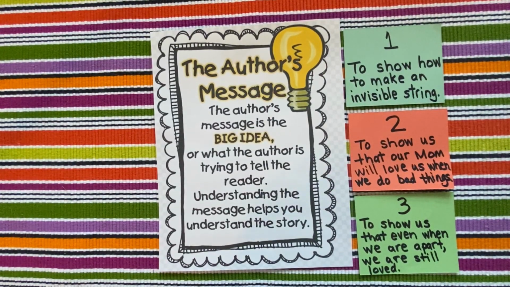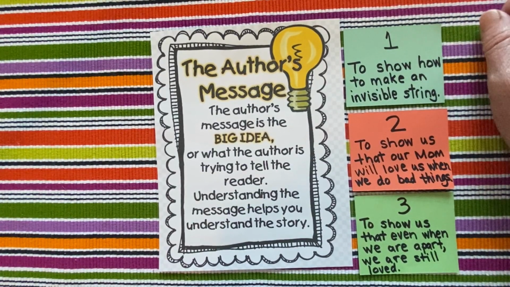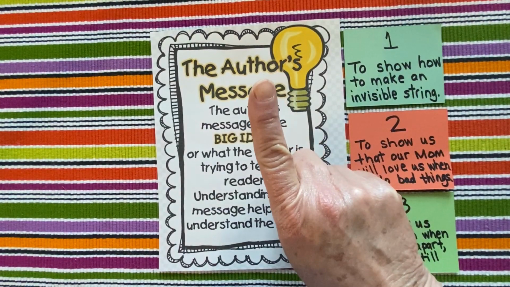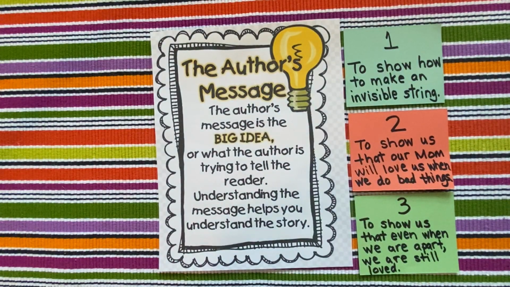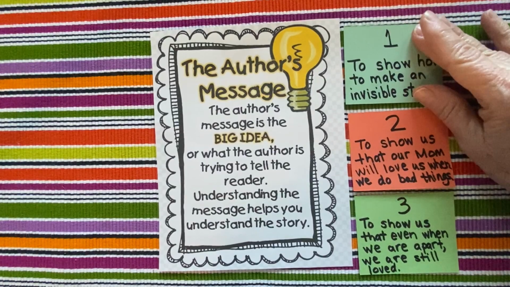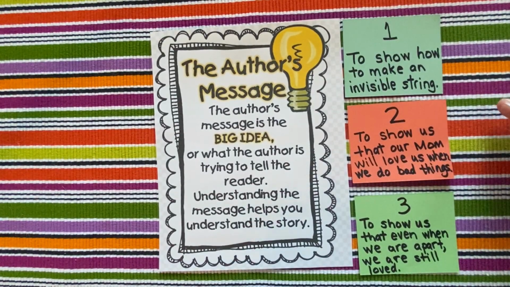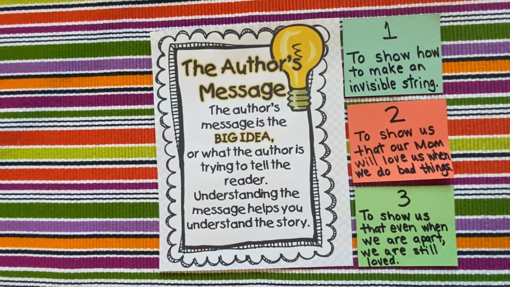Now, generally, there's one choice that we can throw out. And what I want you to do before I throw one out is I want you to vote. You think it's answer 1, I want you to hold up a 1. If you think it's 2, hold up a 2. If you think it's 3, hold up a 3. Remember, number 1 is to show how to make an invisible string. 2, to show us that our mom will love us when we do bad things. And 3, to show us that even when we are apart, we are still loved. Ready? Vote.